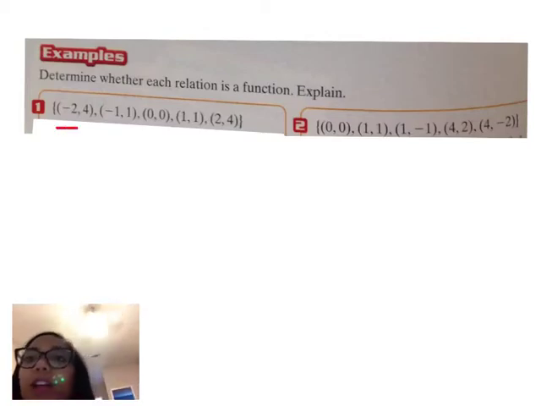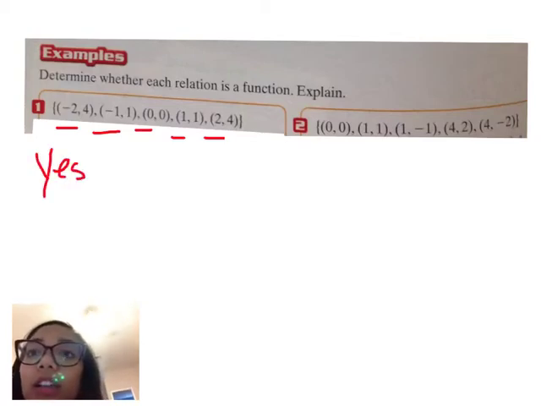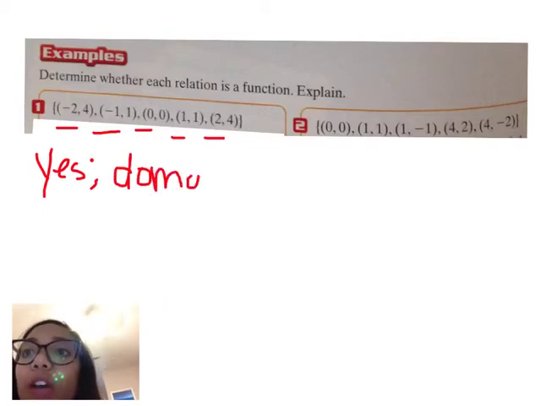Oh gosh, she's moving a lot. I have negative 2, negative 1, 0, 1, and 2. Do any of those repeat? No. That means it is a function. Yes, it's a function. Domain values don't repeat, meaning the x values don't repeat.